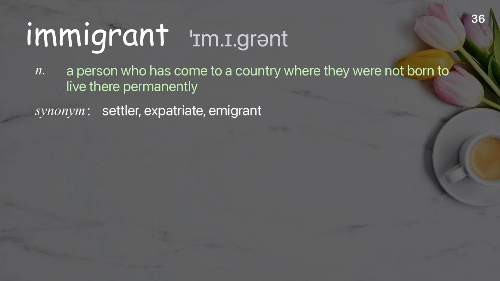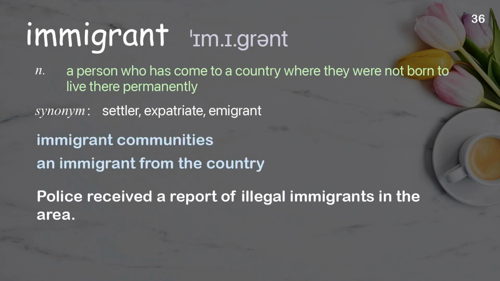Immigrant. A person who has come to a country where they were not born to live there permanently. Examples: immigrant communities, an immigrant from the country. Police received a report of illegal immigrants in the area.